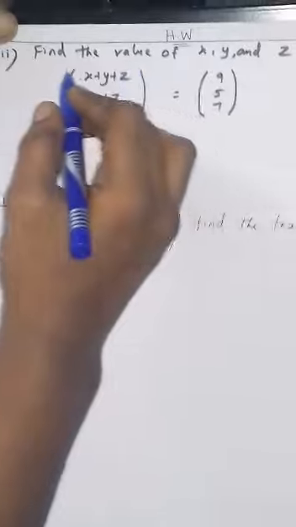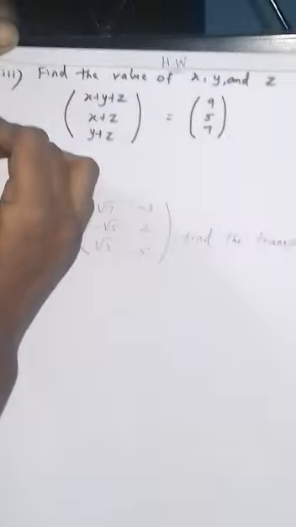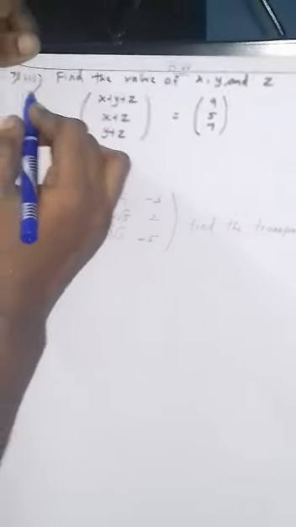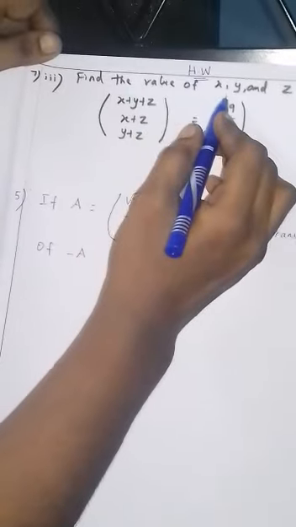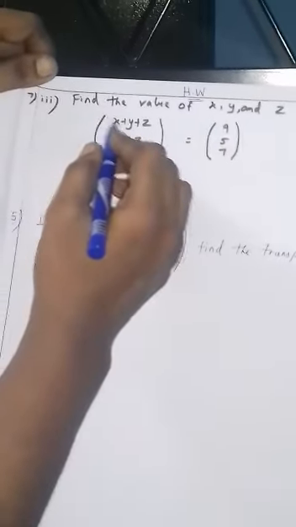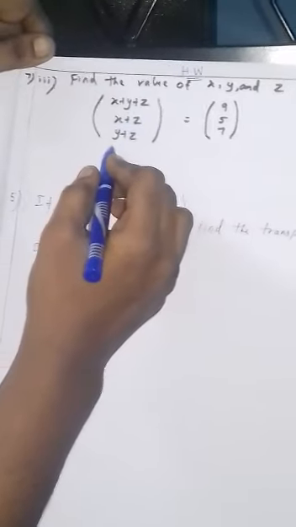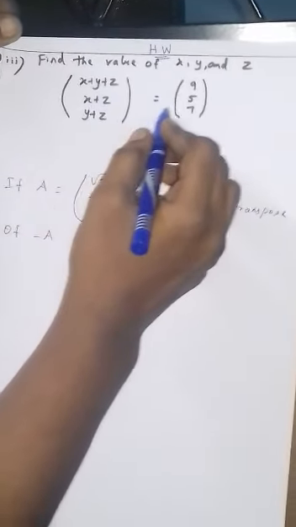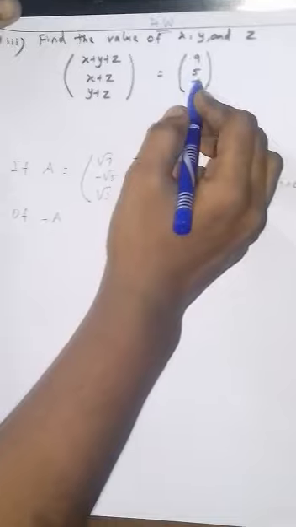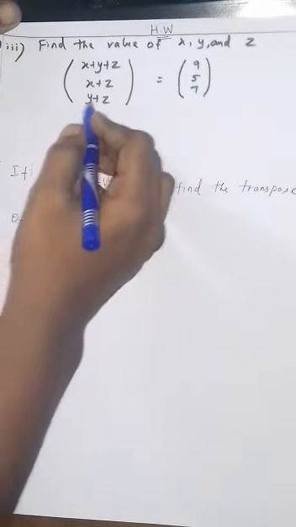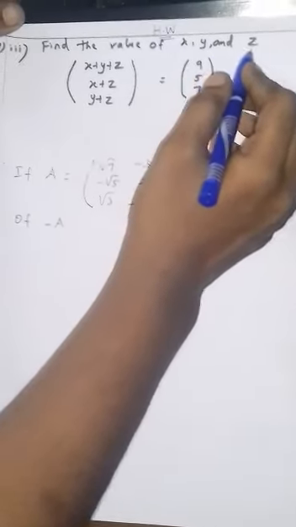Today's homework, do the following questions. The first one, the seventh question, is the third one. Find the values of x, y and z. The first row is x plus y plus z, and the second row is x plus z, y plus z, equal to within bracket 9, 5, 7. Solve for the values of x, y and z.